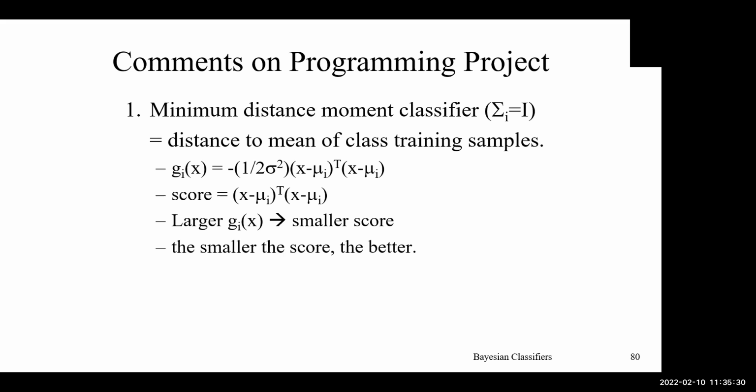So the first part of the project: set sigma to I, period. Calculate 8 mu's. Nope, 10 mu's. Calculate 10 mu's, set sigma to I, and go forth and classify. That's part 1.